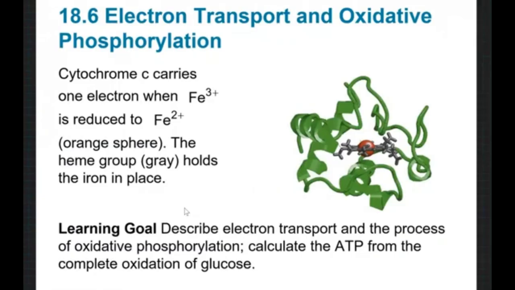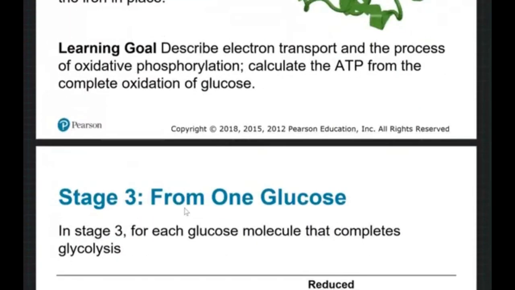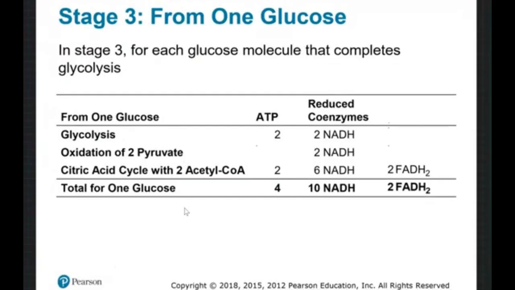Now, what we finally have, I'm going to skip this slide because there's no... What we finally have, look at this. This is the summary of glycolysis, pyruvate oxidation, and Krebs cycle. Check it out. Per 1 molecule of glucose, we get 2 ATPs in glycolysis, 2 ATPs in Krebs. Not great.